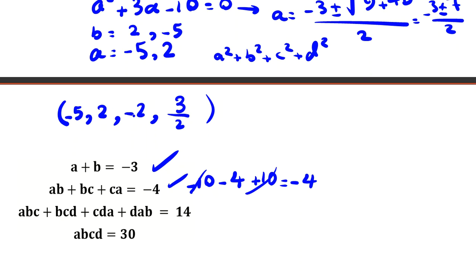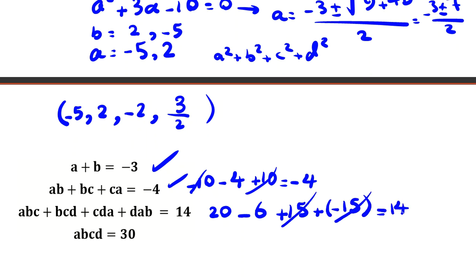ABC, it will be what? Plus, it will be 4 times 5, 20. BCD, it will be 2 times 2, negative 6. CDA, so the sign will be plus, 2, 2, 3 times 5, 15. DAB will be what? 2, 2 will be cancelled, 3, negative 15. They will be cancelled, 20 minus 6, 14. And the last one will be ABCD. If you multiply, the sign will be positive, 2, 2 will be cancelled, 3, 2, 6, 6 times 5, 30. And 30 equals 30, so the last one is also okay.